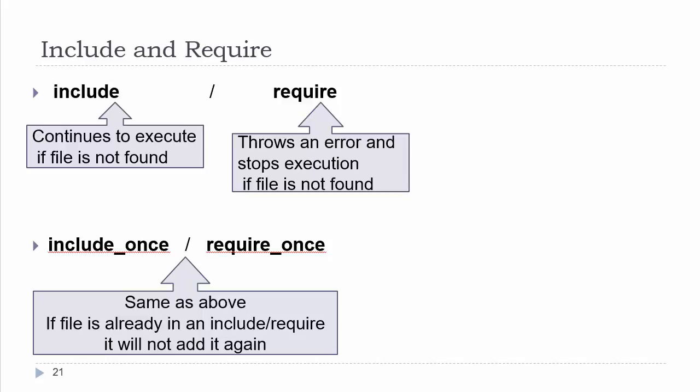The include will continue to execute the code underneath it even if the file is not found. So if there was a problem with the path or the file not loading, the rest of the code will still execute. The require will not. The require essentially will throw an error if that file is not found, and it will stop code execution at that point. The include_once and require_once execute the same as the above. However, if the file is already there, it will not add it again.